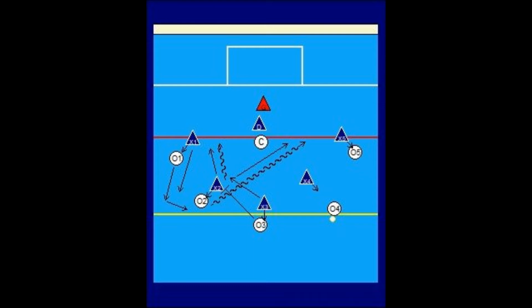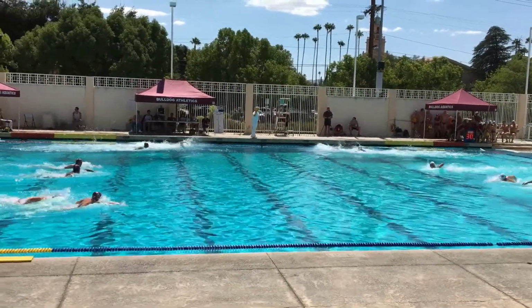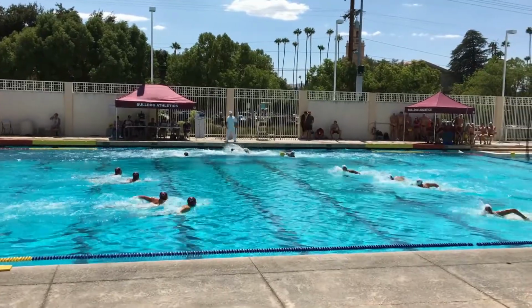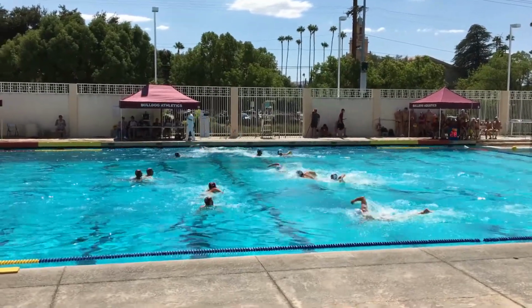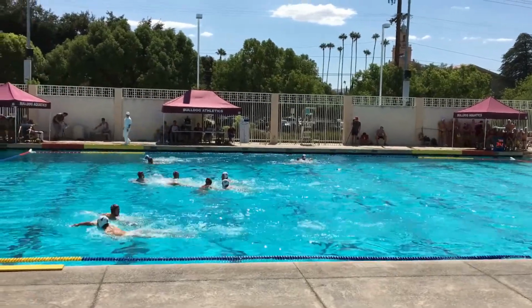Okay, so now that we have the description of picks, let's watch USC with their start of their second quarter. They're going to kind of run the same thing. The 2 is going to go across, going to set a pick. The 3 is going to come down.